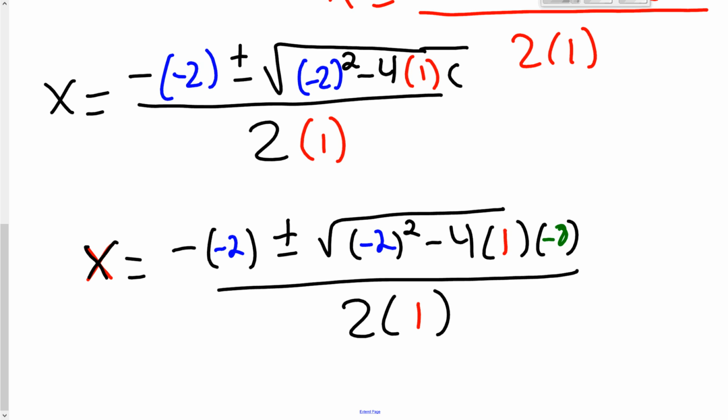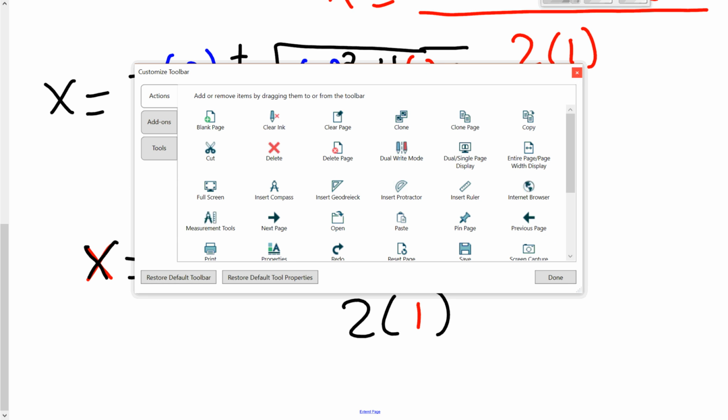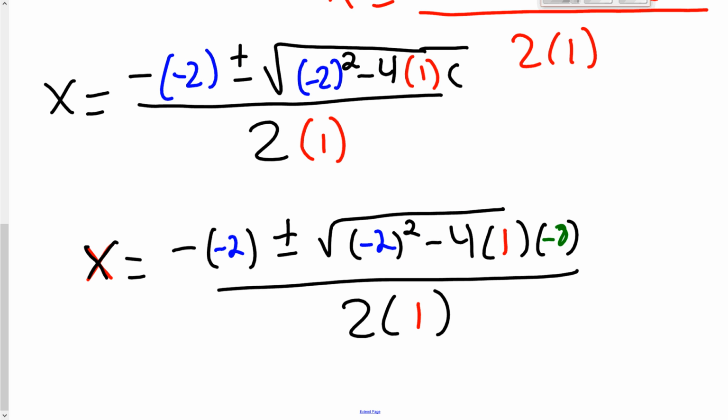Now remember, we want to do what's inside the square root first. That's the very first thing. And remember, whenever you square something, it's always going to be positive. Sometimes you'll type negative 2 squared into the calculator and get negative 4. That's not true, because a negative times a negative is a positive. Whenever you square a number, you will always get a positive.